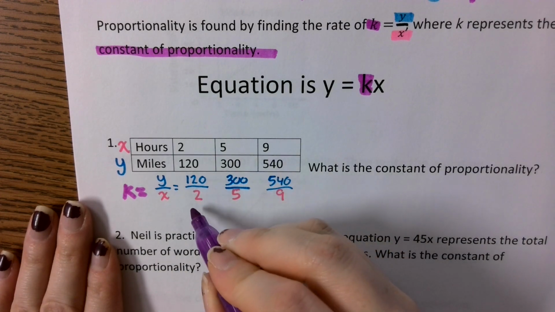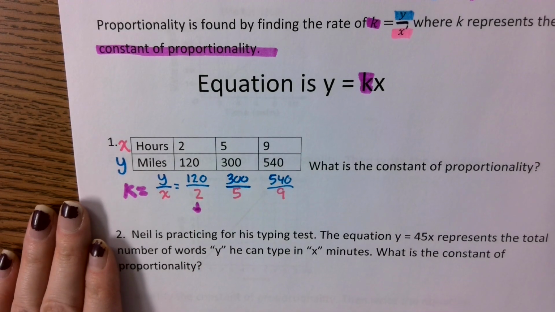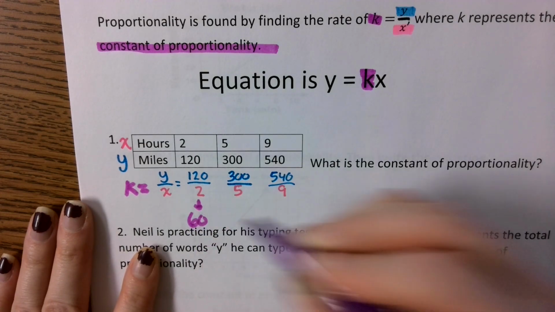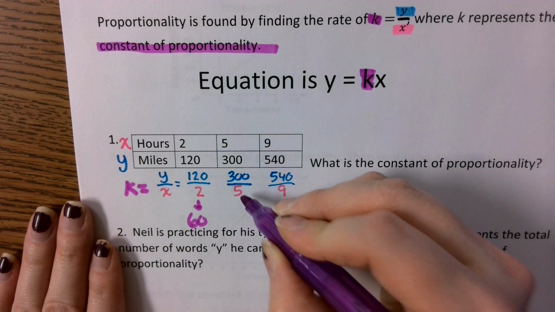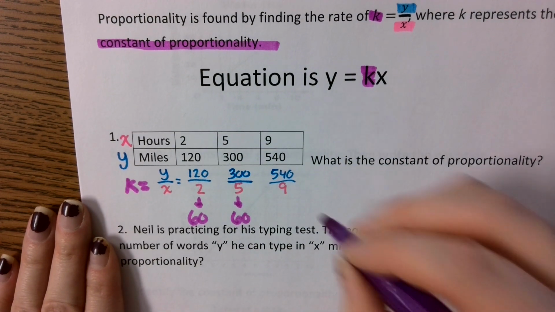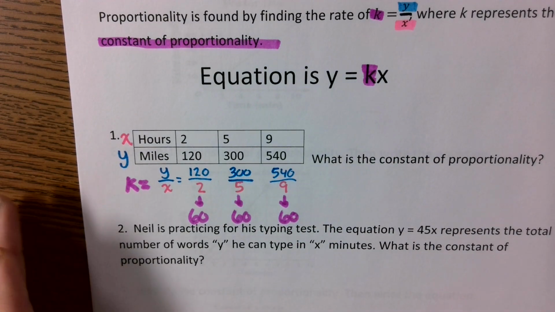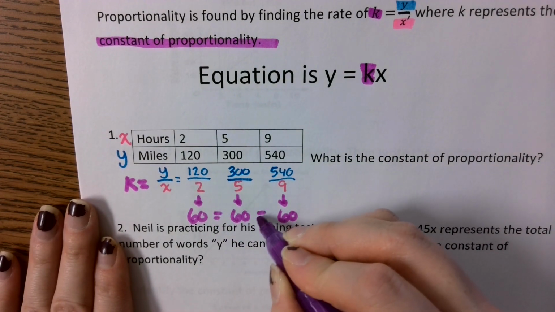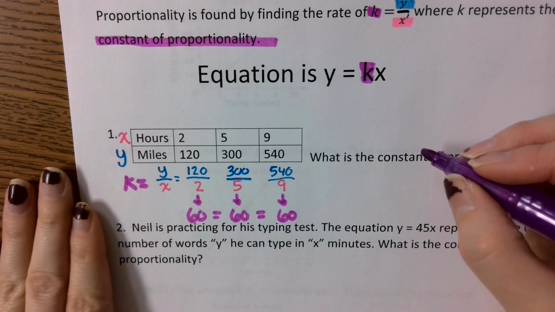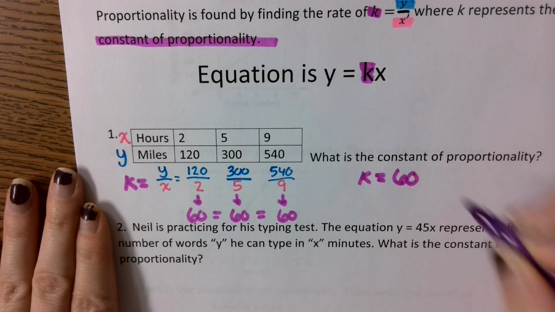So if we do 120 and divide it by 2, what are we going to get? What's 120 divided by 2? 60. Good, Santonio. Okay, if we do 300 and divide it by 5, we're also going to get 60. If we do 540 and divide it by 9, we are also going to get 60. So all of these are equal to each other. That means that our value for k is going to be equal to 60.